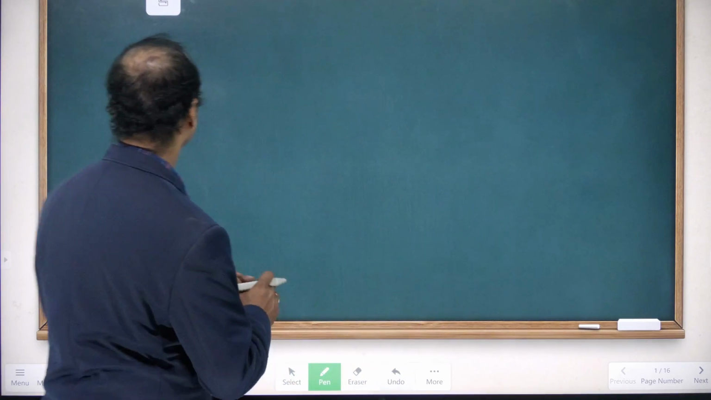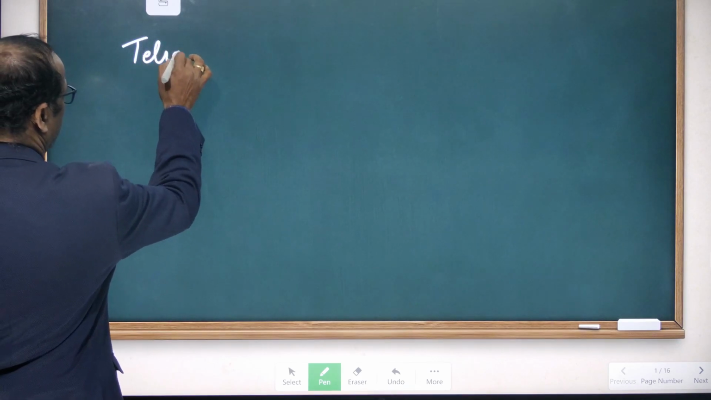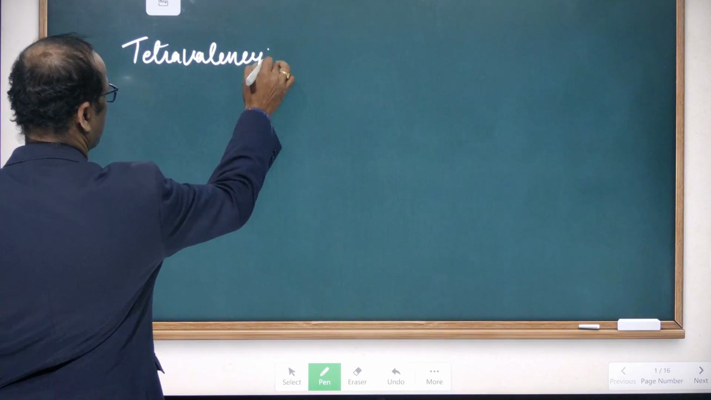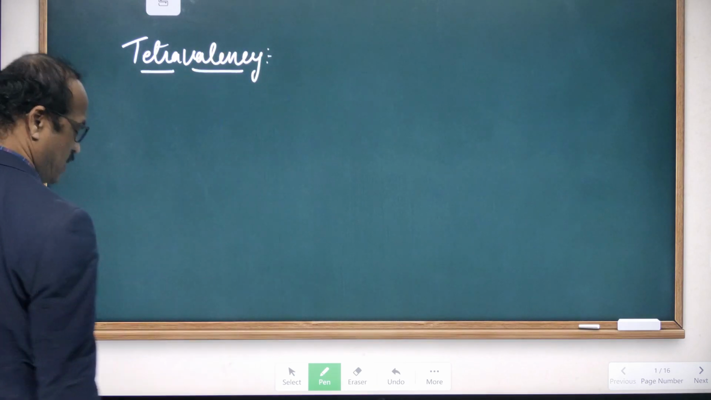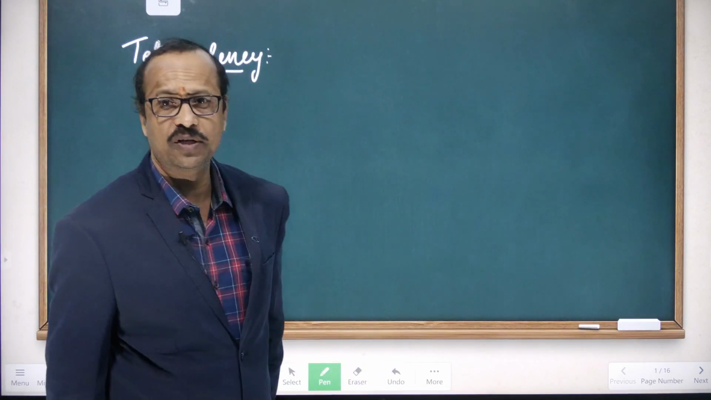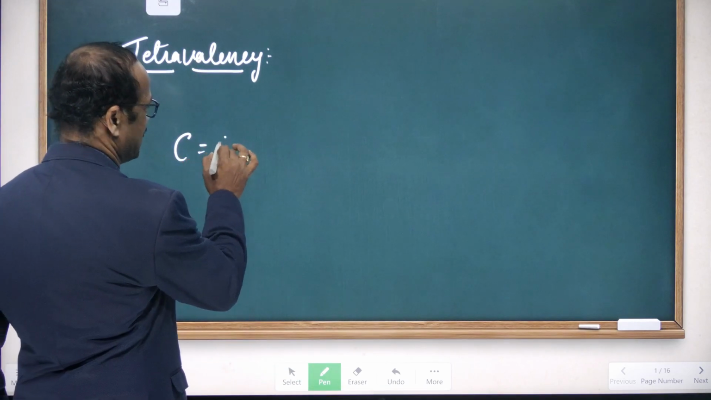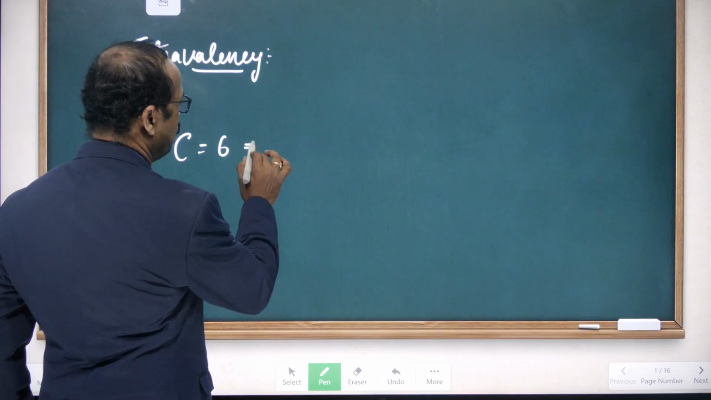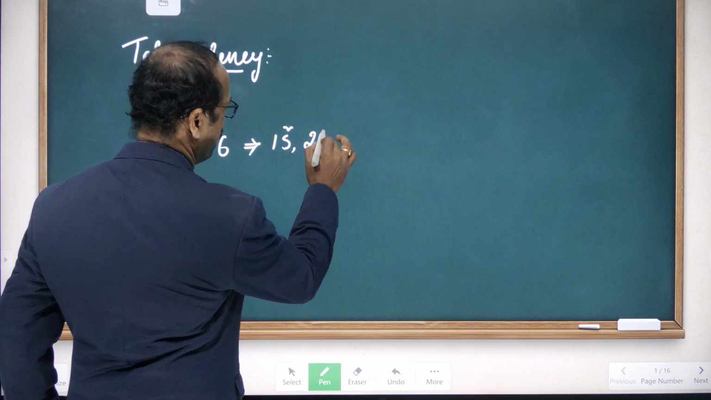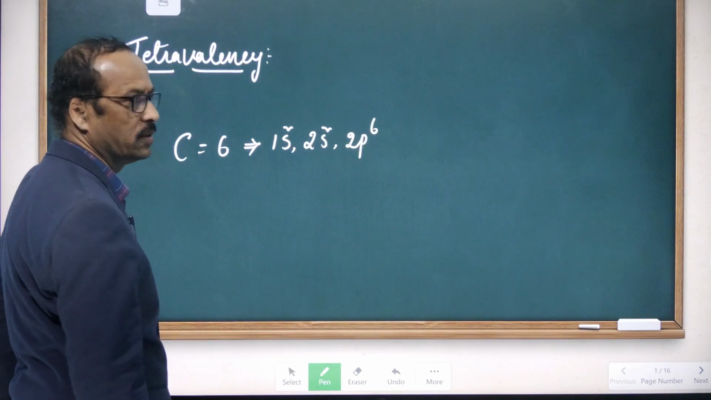Before going to that, we discussed tetravalency, right students? What is tetravalency? Tetra stands for 4, valency is the number of electrons present in the valence shell. What is the electronic configuration of carbon? Students, here carbon's atomic number is 6, right? The electronic configuration we write is 1s2, 2s2, 2p2. This is the electronic configuration of carbon, right?